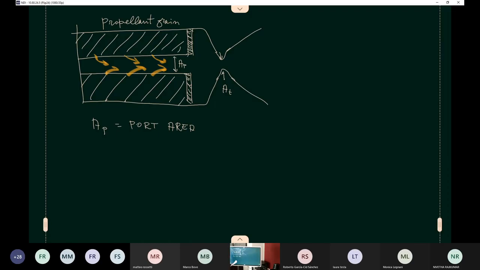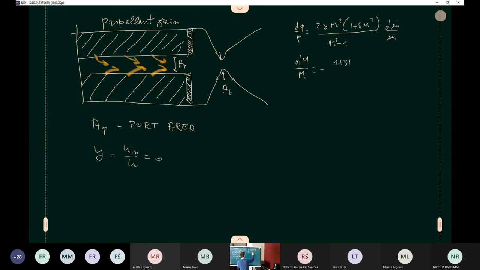So this corresponds to the case we have studied with y that was defined as u_ix over u equal to zero. And for this case, we have as governing equations dp over p equal to 2 gamma M squared, (1 plus delta M squared) over (M squared minus 1), times dM over M. You recall this. Well, you know where you can find them.